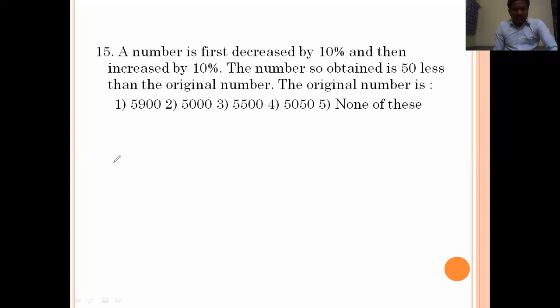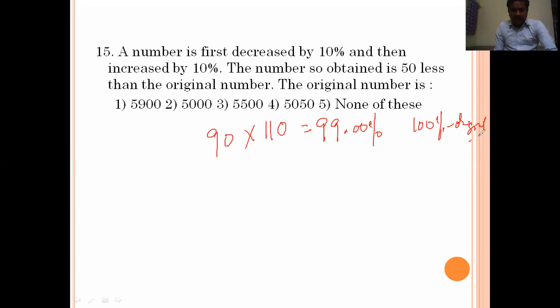A number is first decreased by 10% and then increased by 10%. The number so obtained is 15 less than the original number. What is the original number? The number first decreased by 10% means how much value remains? 90%. Then that increased by 10% means it becomes 110%. Now how much value is there? 9 into 11, 9900. Before two digits we place the decimal. So now that value is 99%. The original value is 100%. Now it has how much percentage? 99. So how much difference is there? 1%. That means the original value is reduced by 1%.